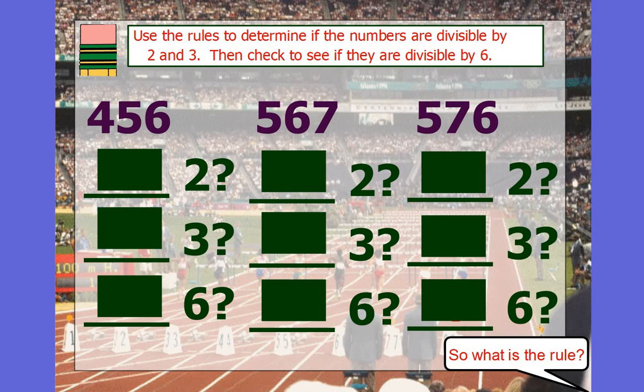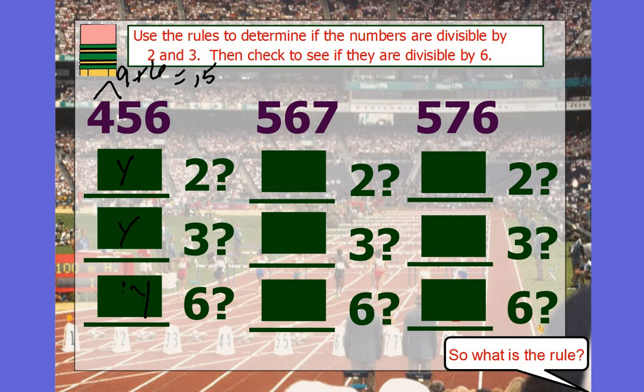Sixes. Sixes can get a little complicated. So if you use your rules and you look at 456, 456 is even, so yes, it's divisible by 2. Okay? Then you have 4 plus 5 plus 6. Alright, so 4 plus 5 is 9, plus 6 gives us 15. So therefore, 456 is divisible by 3. So it is also, oops, sorry, that should be a yes. It is also divisible by 6.